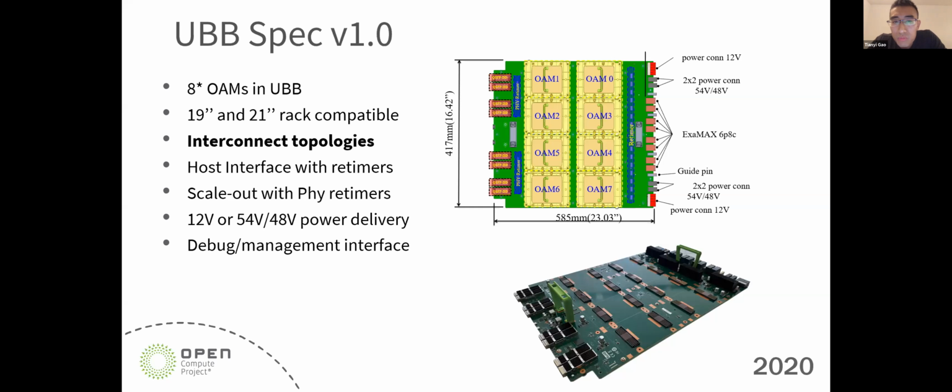The second important update is the UBB. The UBB stands for the Universal Baseboard. The baseboard is used for implementing and deploying different OEM modules, and providing communication, management, and interconnection. So this year we published and contributed UBB spec version 1.0.